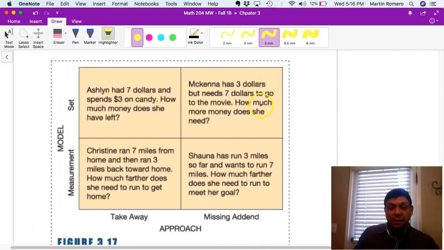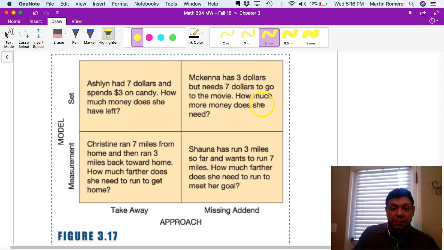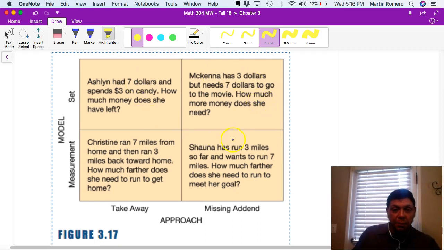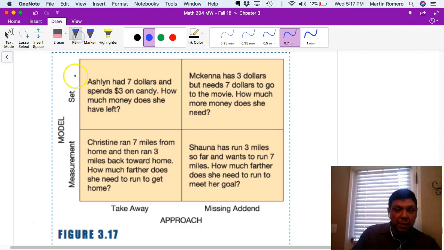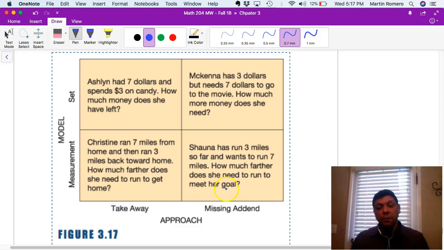Here you have the different word problems as you look at that. So take a minute to look at that, read those word problems, and then get an idea of how they fall into each category. You can pause if you need to do that, but looking at here, you're going to have a set and a measurement model approach. Here's a takeaway word problem and a missing addend word problem.